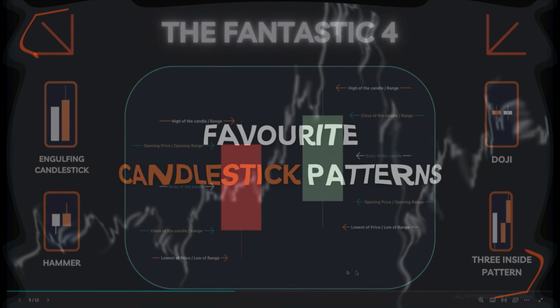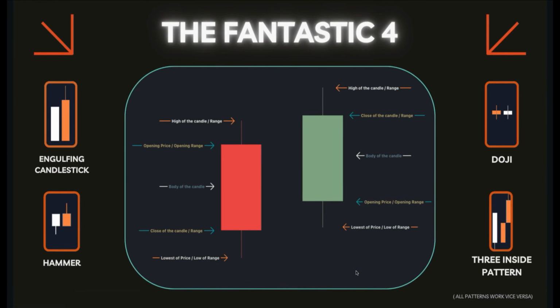All right. Okay, so I call these the Fantastic Four. Now, real quick, let's just go over the anatomy of the candles. Okay, so for a bearish candle, the wick here, the top end of the wick, is the high of the candle for a bearish candle. Now it's also known as the high of the range.